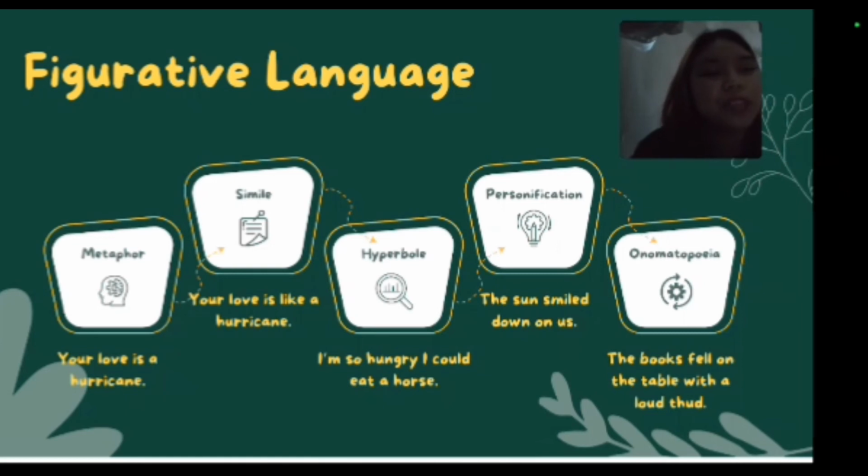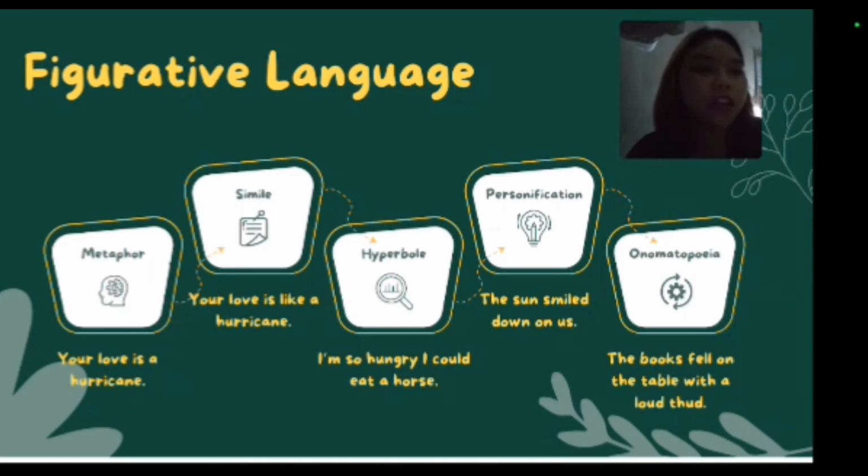Personification is, for example: the sun smiled down on us. Now, scientifically, the sun has no face. It doesn't smile on us. So the sentence personifies the sun as smiling down on us, or down on people.